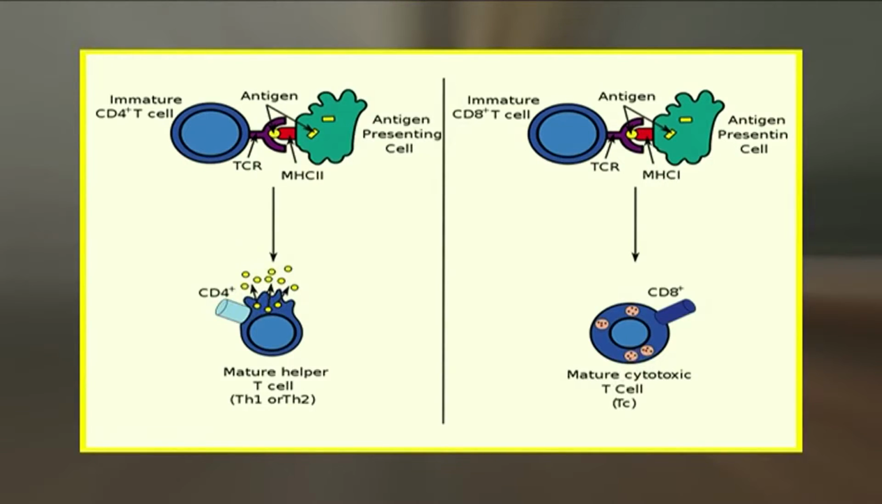Helper T cells become activated when they are presented with peptide antigens by MHC class II molecules, which are expressed on the surface of antigen presenting cells. Once activated, they divide rapidly and secrete small proteins called cytokines that regulate or assist in the active immune response.